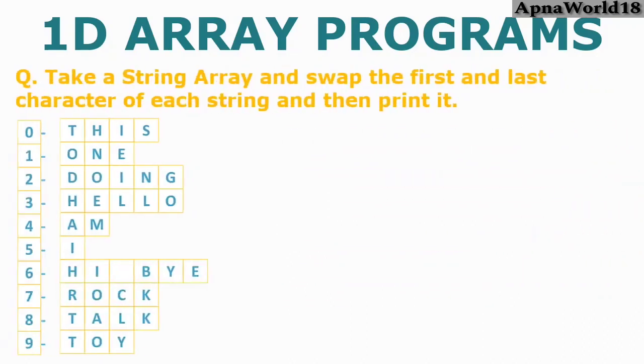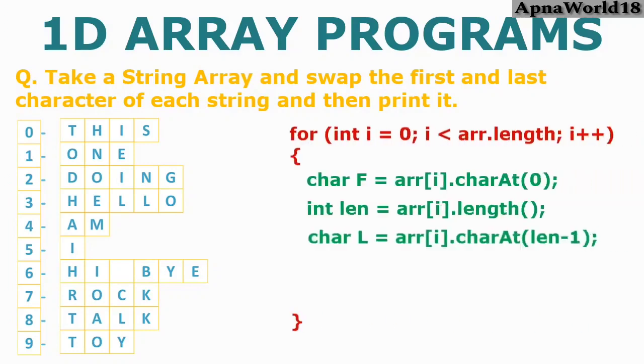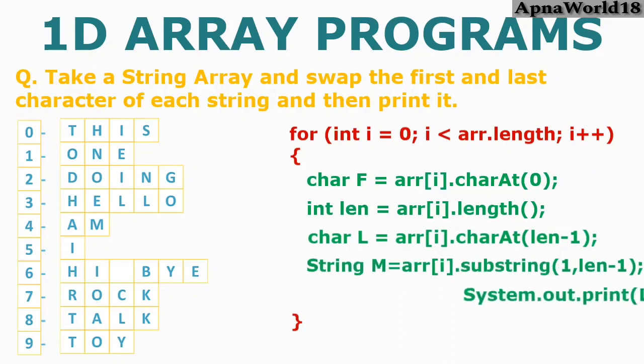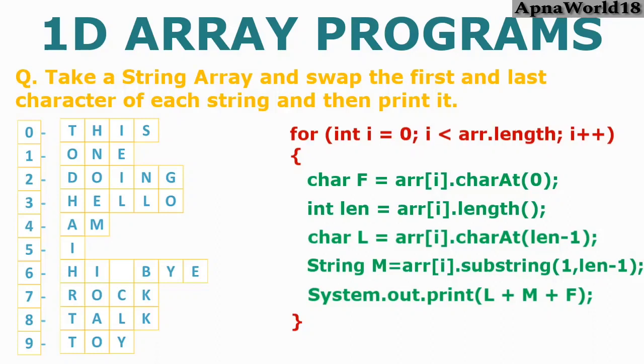The next program is to swap the first and last character and then print it. Here again we extract the first and last character using the charAt function. The middle string we will get using the substring function. Then we just print them by swapping the first and last characters. This will give us the required program.